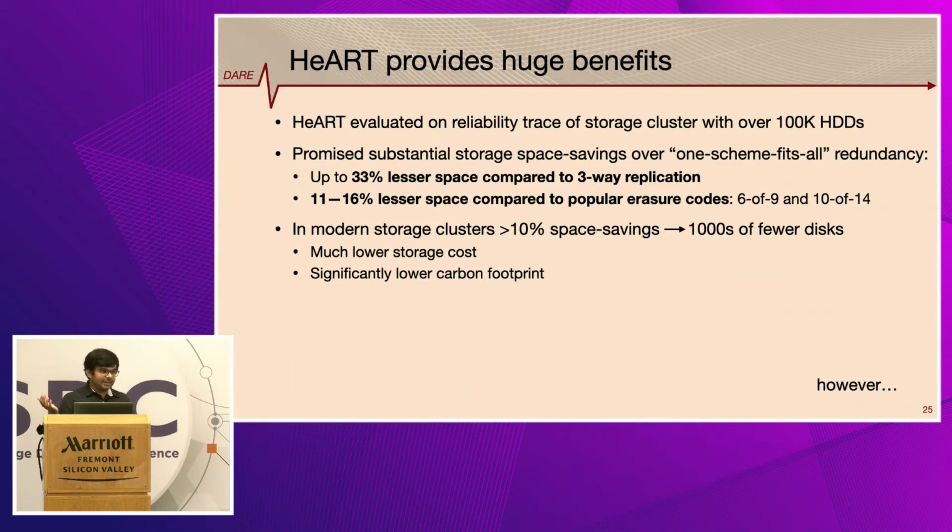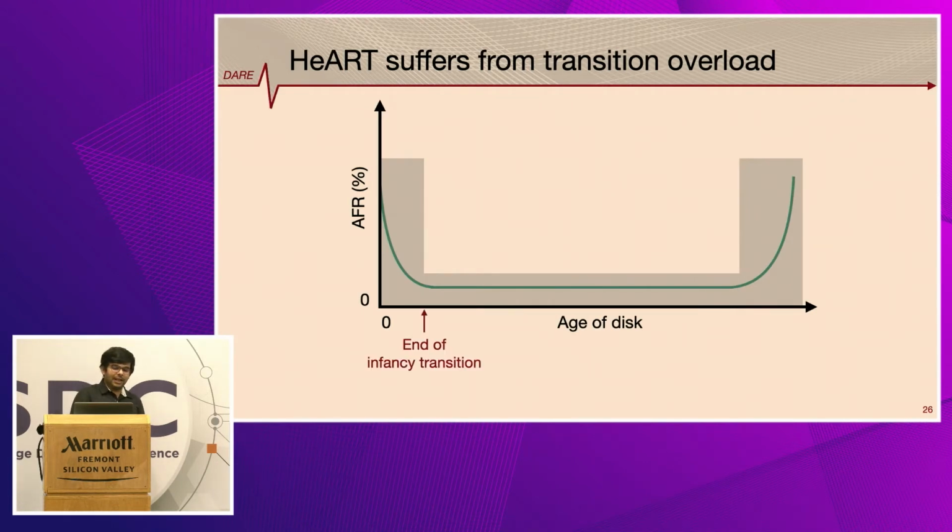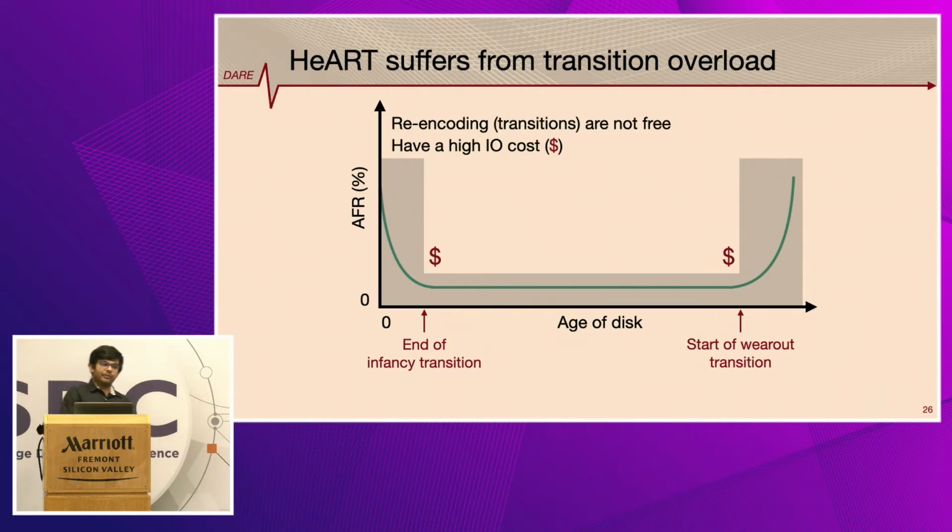Now, HART is great. It provides all these benefits. However, there is a problem. HART suffers from something called transition overload. So what is transition overload? So given your bathtub curve and the two transitions that I explained, end of infancy and start of wear out, they both don't come for free.